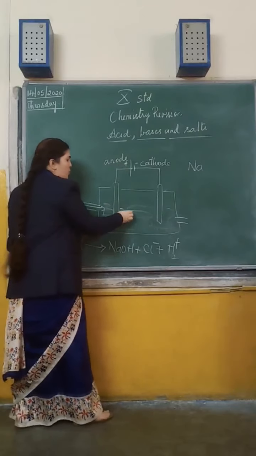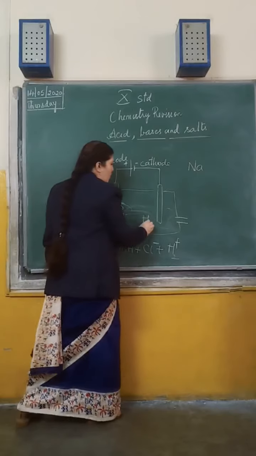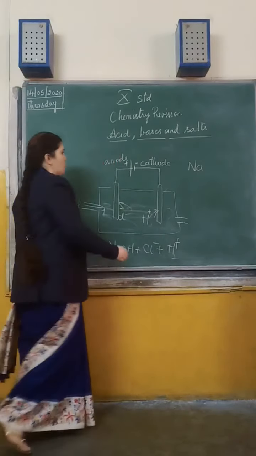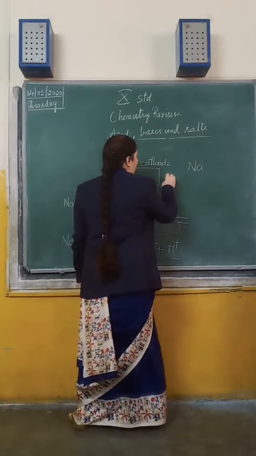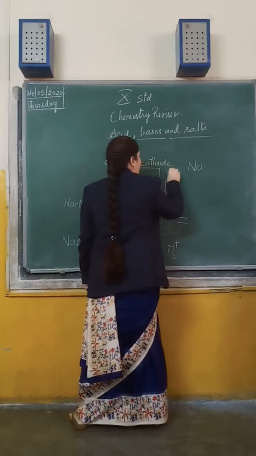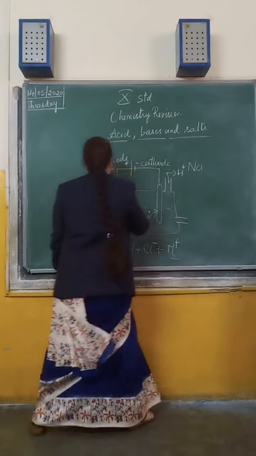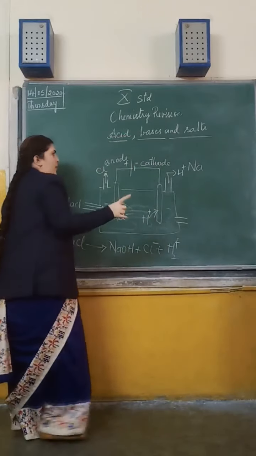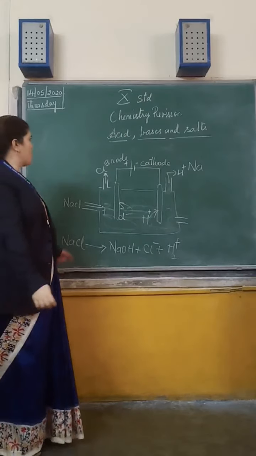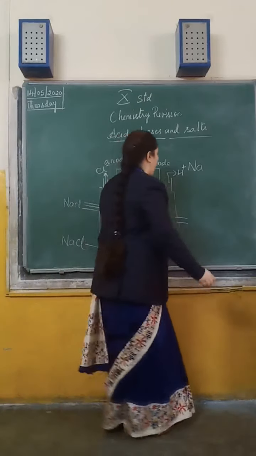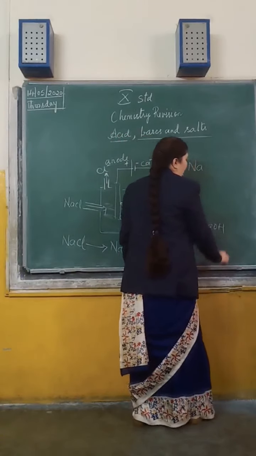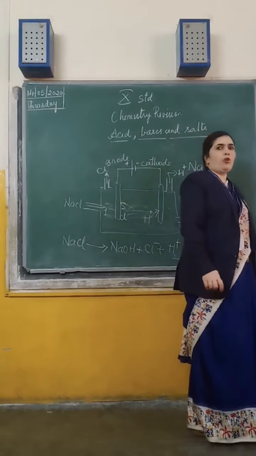So chlorine moves towards the anode and hydrogen gas is liberated at the cathode. There is an outlet for hydrogen gas here, and an outlet for chlorine gas here. So these are the products. What are the products of the chloralkali process? Chlorine gas, hydrogen gas, and the solution NaOH. And their uses you have to learn from the textbook.